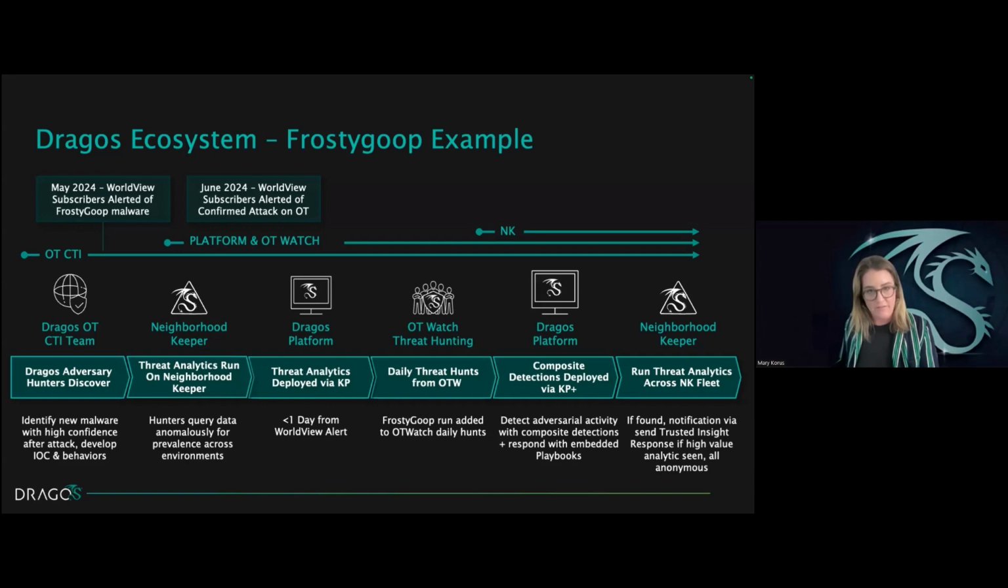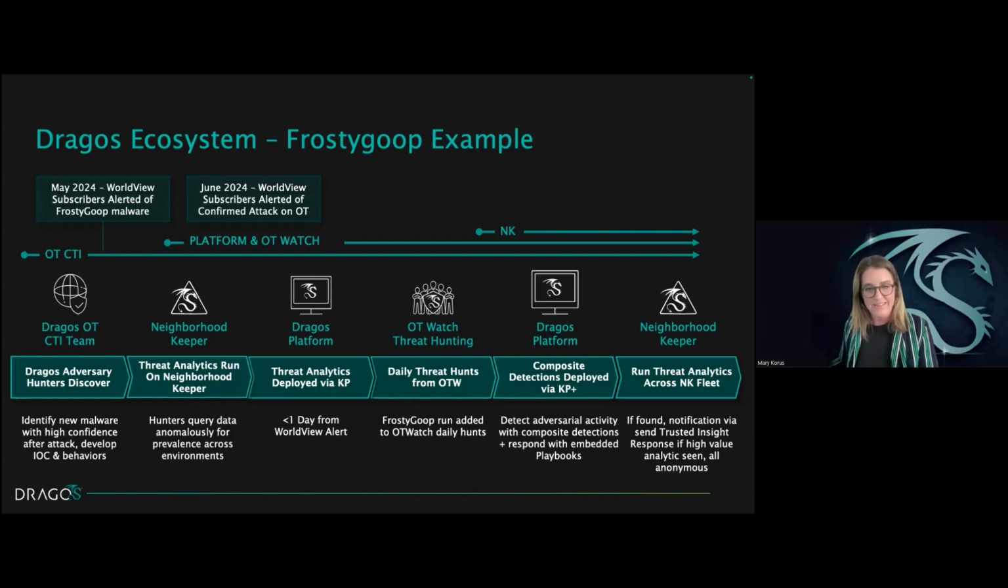Shortly thereafter, after we went through all the testing, we pushed out the composite detection that Dylan is about to show us in just a moment, to show that compound detection and response with those embedded playbooks. And Neighborhood Keeper is continuously used. If any activity is found, we're able to send those notifications out to the user base of Neighborhood Keeper, so that organizations are constantly feeling that full loop of Dragos has your back. We're watching this for all of you and giving you the tools that you need to be successful.